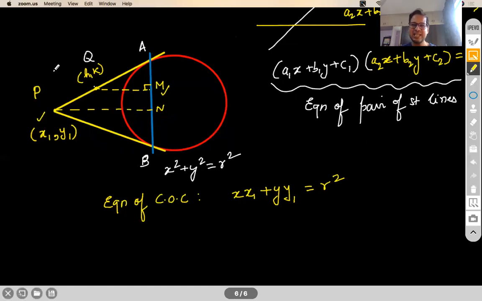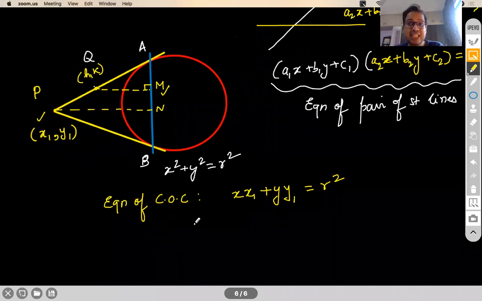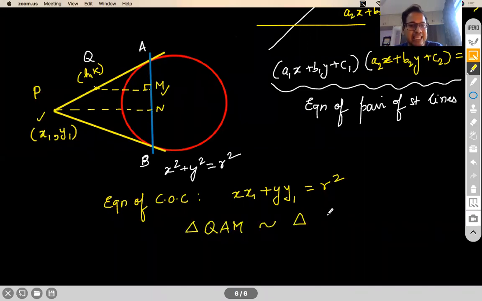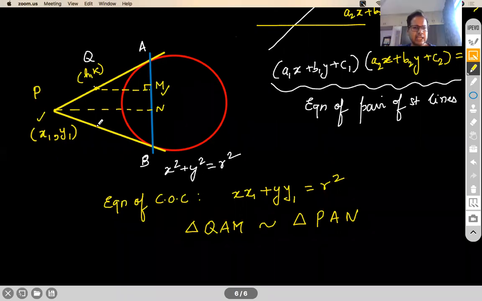So can I say the pair of tangents equation is the locus of all such points Q, such that if you draw two triangles like this shown in the figure, the two triangles will be similar to each other. That means triangle QAM will be similar to triangle PAN. Anybody can intuitively figure this out. Why? If you take it here, will it violate the situation, Anusha? Had I taken my Q here, will it violate it? No, right? If I take it here, will it violate it?